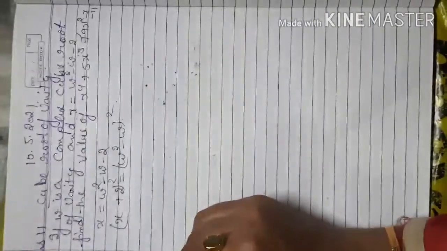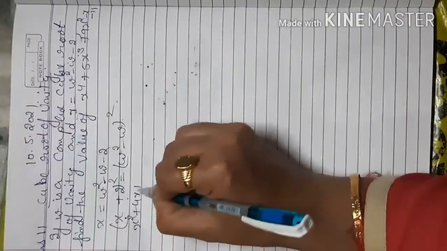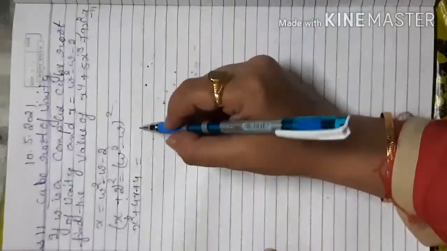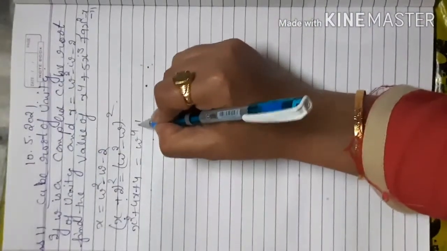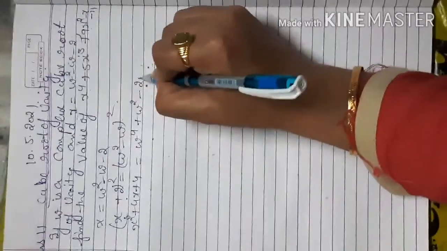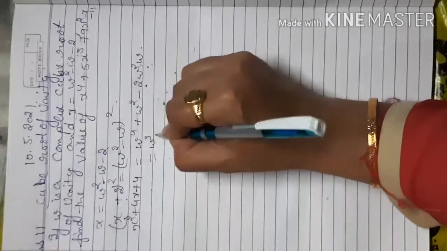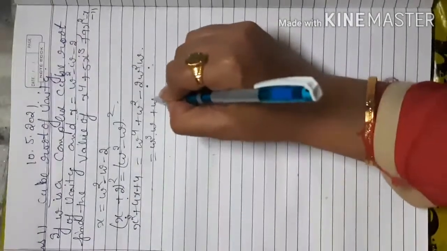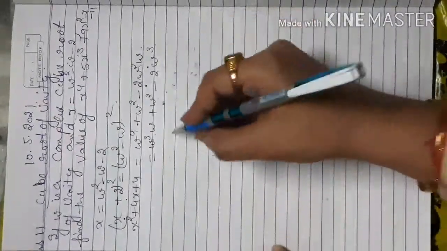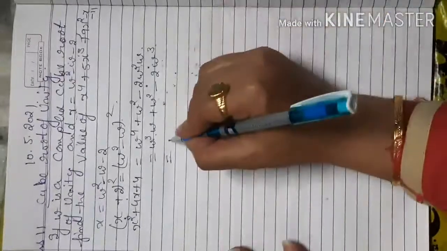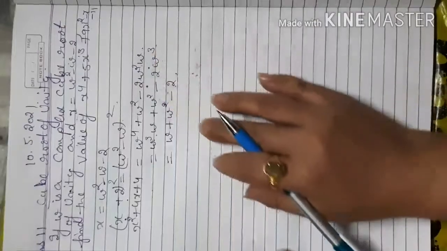When I square both sides, (x + 2) whole square gives me x^2 + 4x + 4, and on the right side, when I apply the (a - b) whole square formula, that is omega^4 + omega^2 - 2 omega^2 into omega. So omega^4 is omega^3 into omega, plus omega^2, and this is minus 2 omega^3. When I solve that, omega^3 is 1, so only omega + omega^2 is left, and this is minus 2.